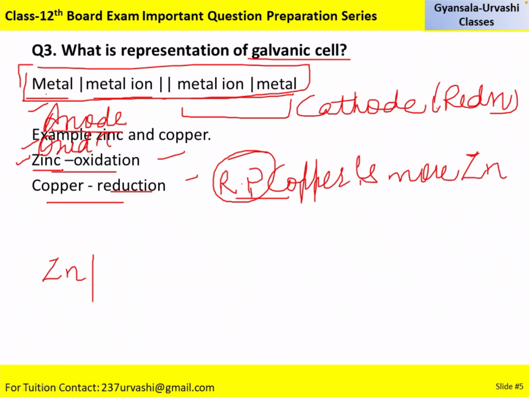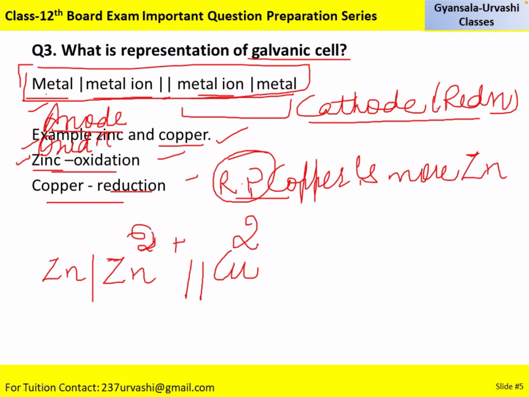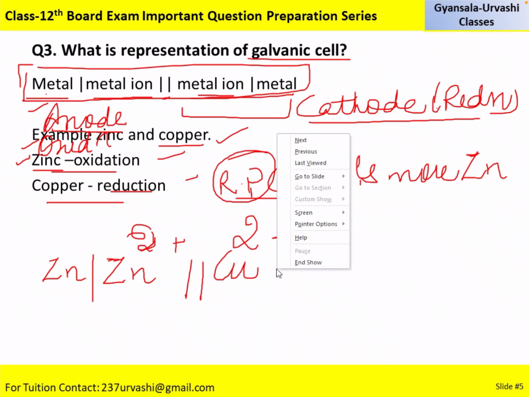Since zinc is undergoing oxidation in this particular example, zinc forms an ion this way. I am not writing this according to my will; this is previous knowledge which you studied in 9th and 10th, that zinc always forms an ion as Zn2 positive. Okay, then put a double slash. Now I will write the metal ion, which is on the cathode side or reduction side. Copper ion I have to write. So copper forms an ion as Cu2 positive. Done. Then put a slash.